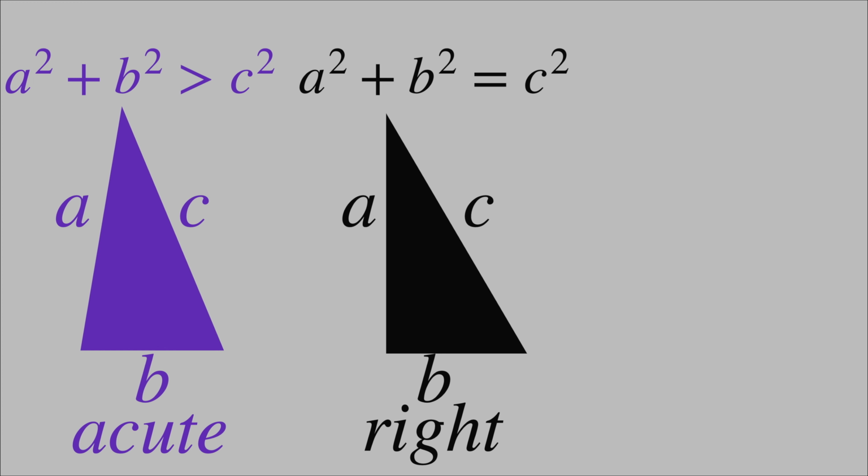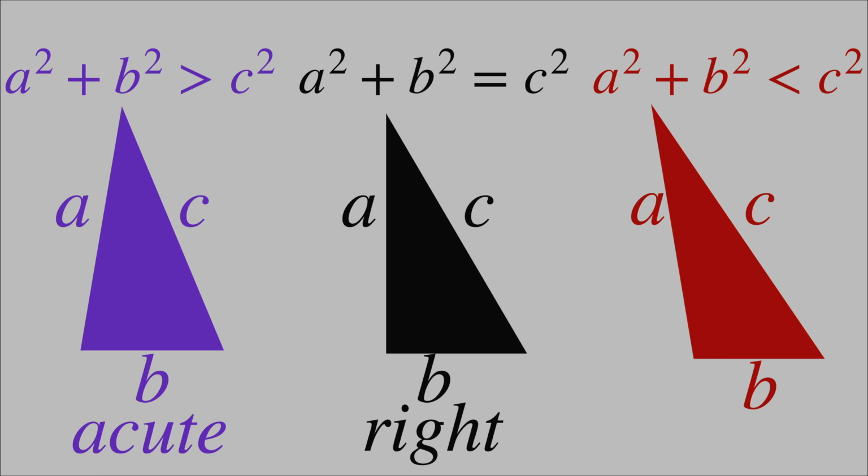So if the sum of the squares of the legs is greater than the square of the longest side, then it's acute. And what if a squared plus b squared is smaller than c squared? Well, that means c is getting bigger, and it starts to look like this. So if the sum of the squares of the two smaller sides is less than the square of the longest side, then it's obtuse. There we go.